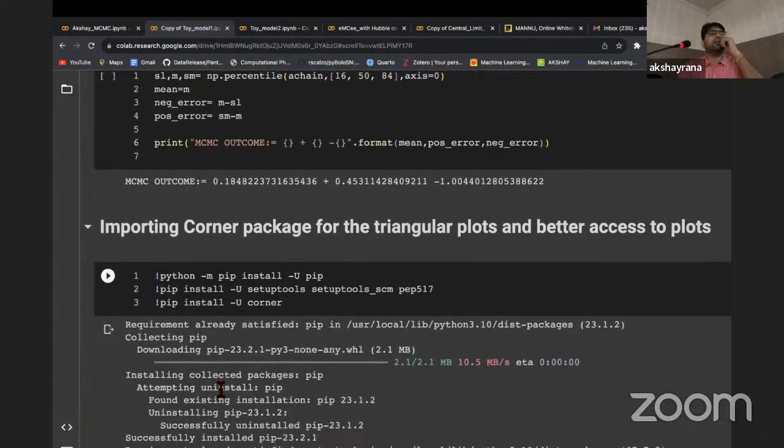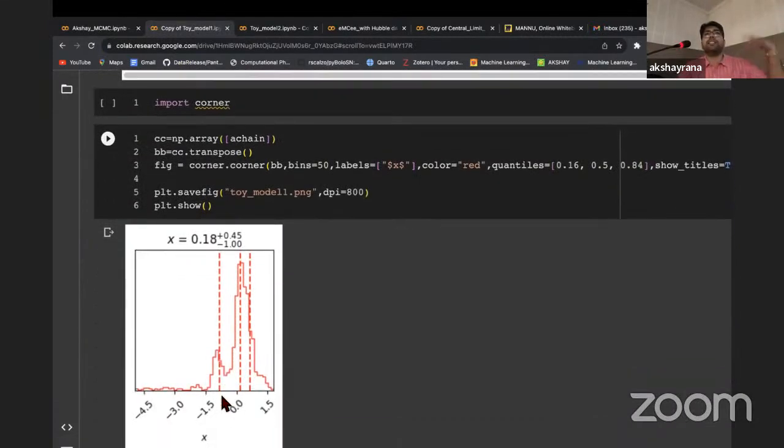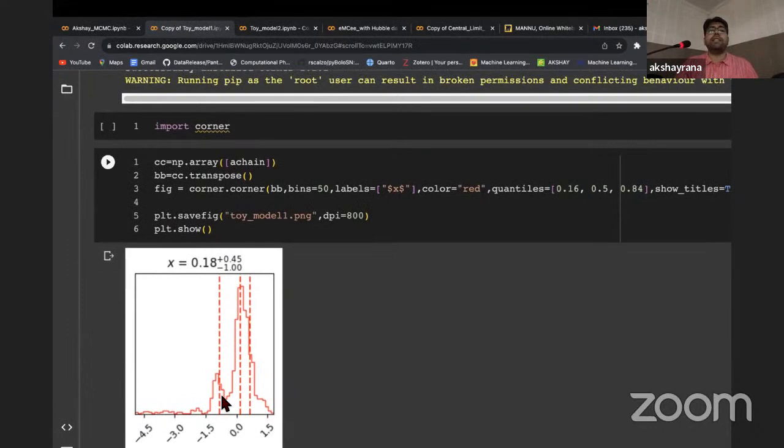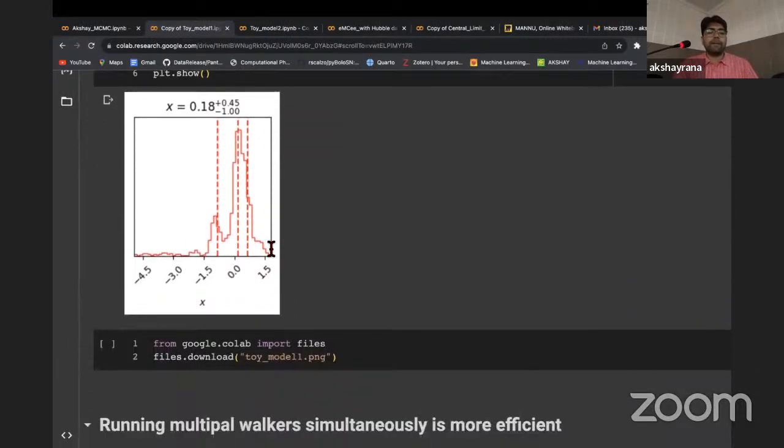Those of you who are working in cosmology might have seen these kinds of plots. I'll show you these corner plots. There is a Python library called corner. The corner library allows you to plot the correlation function in a very special diagonal type of plot. When I run my program for 2D, then it would be better. Let me just leave it for a while.